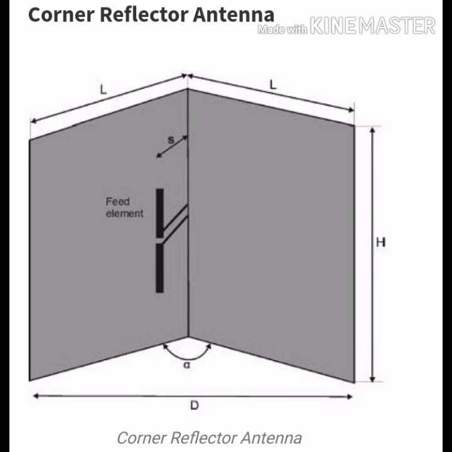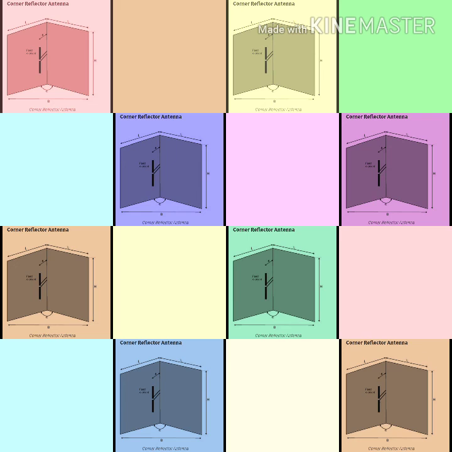Corner reflector antenna. The antenna that comprises one or more dipole elements placed in front of a corner reflector is known as a corner reflector antenna. The directivity of any antenna can be increased by using reflectors. In case of a wire antenna, a conducting sheet is used behind the antenna for directing the radiation in the forward direction.